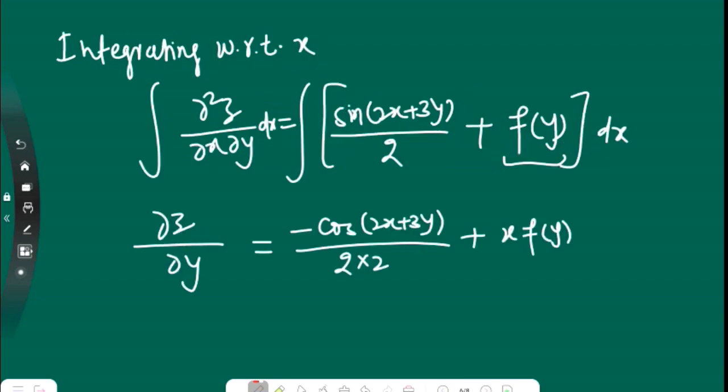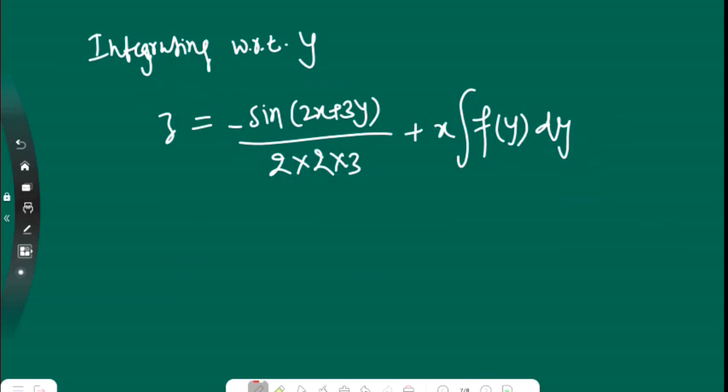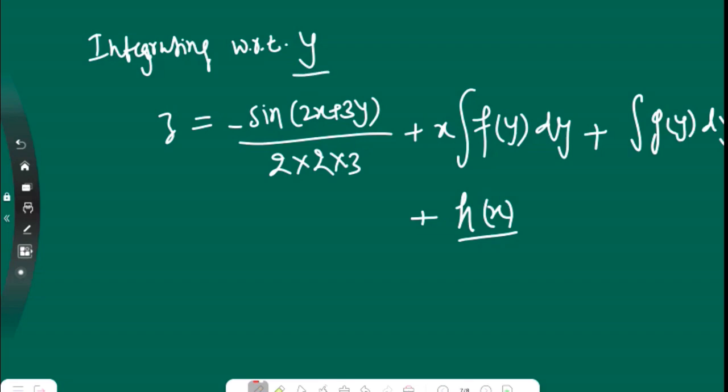so we have to add one more constant here for this another function, same logic as f(y). So it will become x times the integral of f(y) dy, plus the integral of g(y) dy, plus another integrating constant which will be a function of x, because x is constant for y. We are integrating with respect to y.